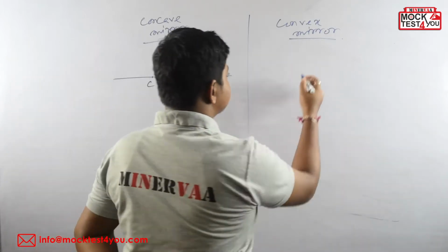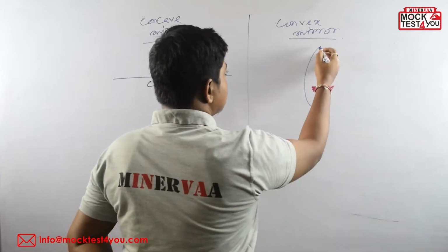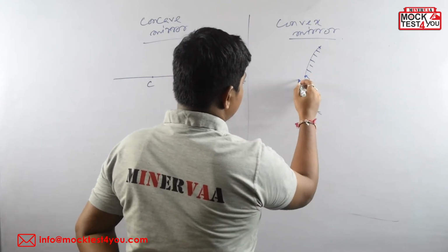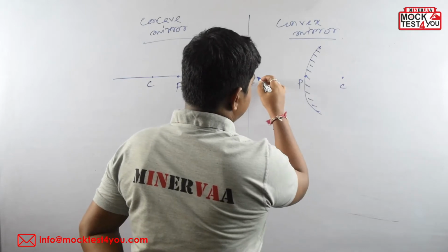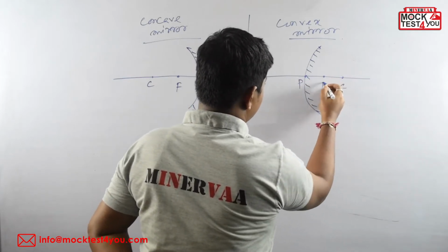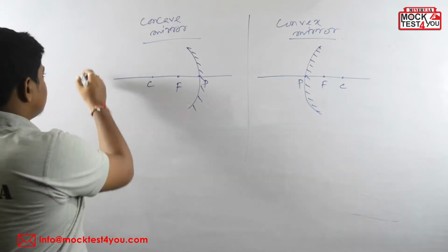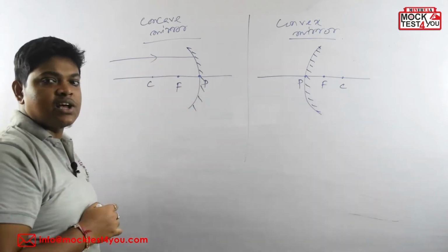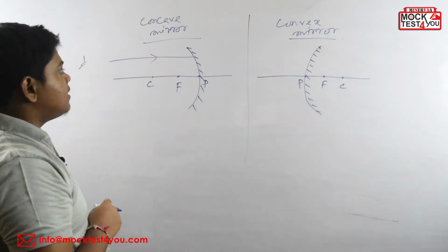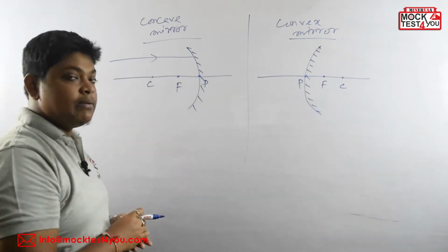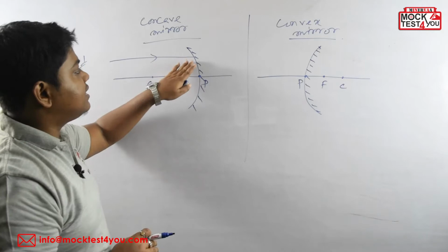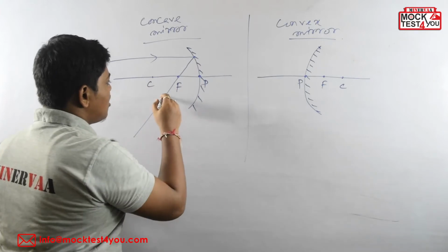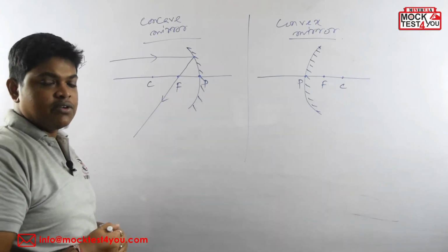In the case of convex mirror also, we are drawing the ray diagrams. Now the basic principle says that this is the pole, this is the center of curvature, and through them if I pass an axis, this should be the focus, right? Now the first rule says that if some parallel beam of light rays is coming on the reflecting surface of the concave mirror, then after reflection they will obviously pass through the focus. The first thing you have to remember, right?